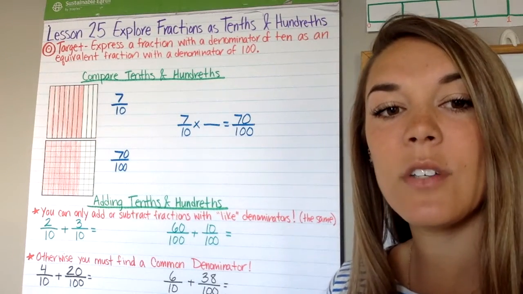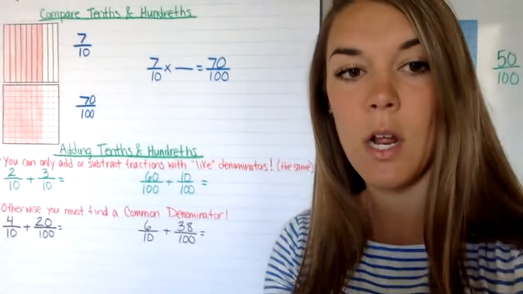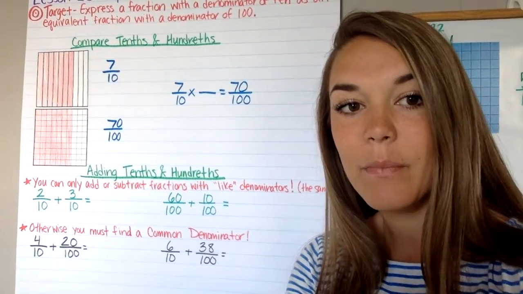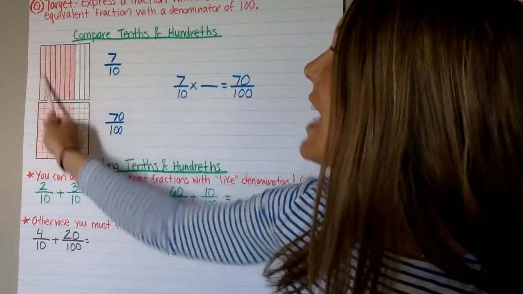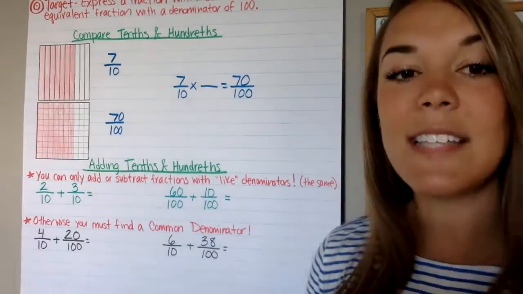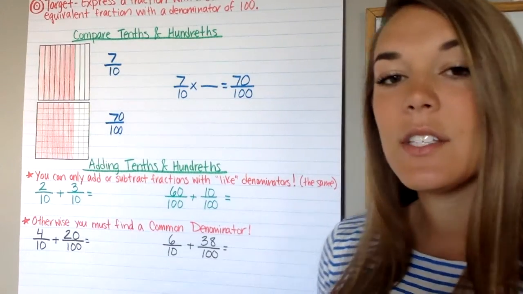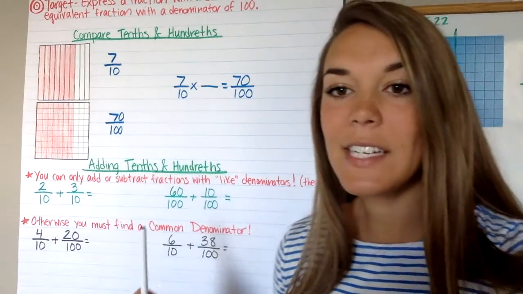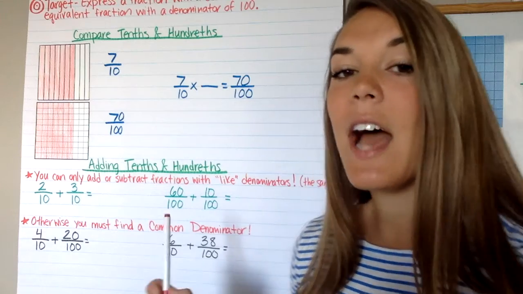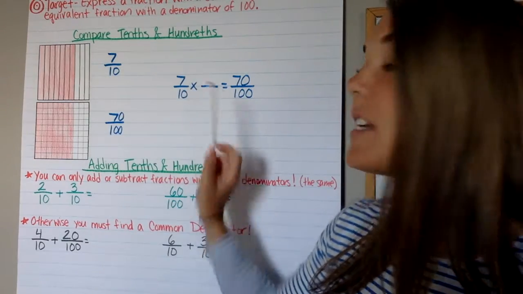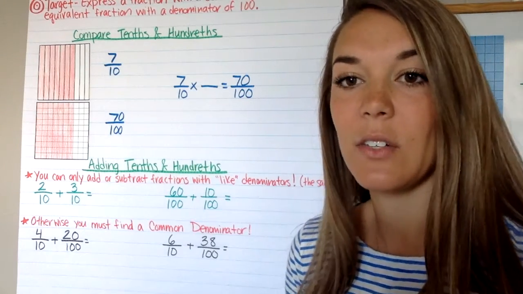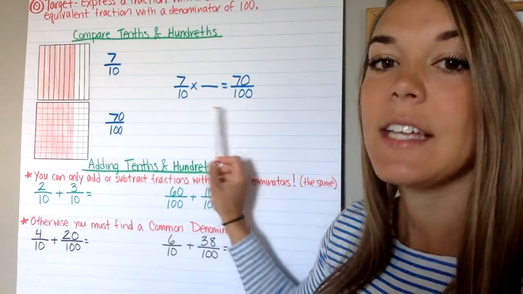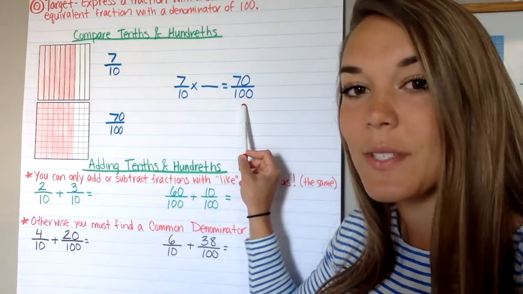Do you notice, boys and girls, the way I put these on top of each other? I want you to be able to see they are the same, okay? 7 tenths is equal to 70 hundredths. So I'm over here, I'm saying, why is that? I know when I'm finding equivalent fractions, I have to multiply the numerator and the denominator by the same thing, right? So what am I multiplying 7 tenths by to get to 70 hundredths?